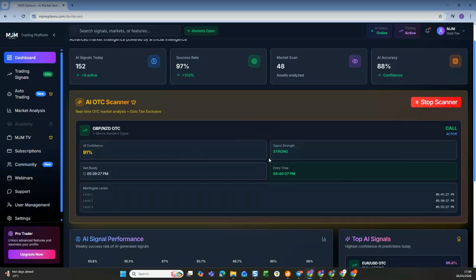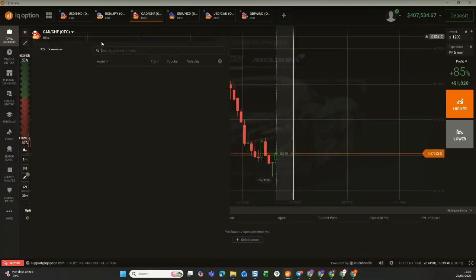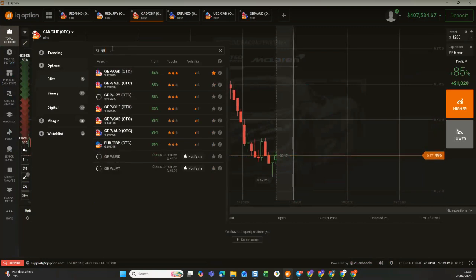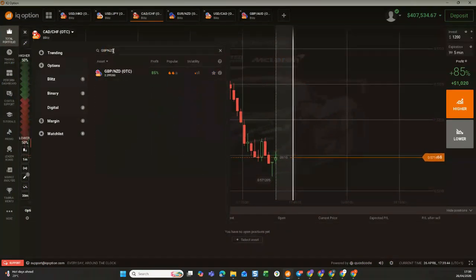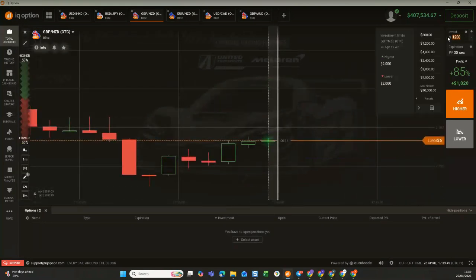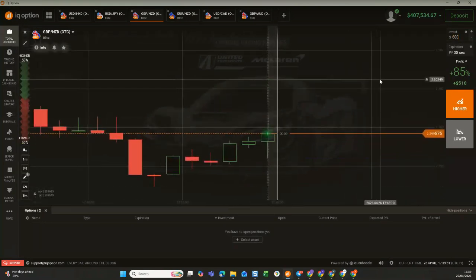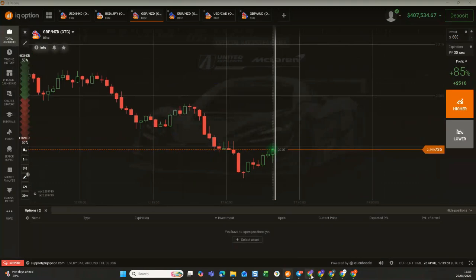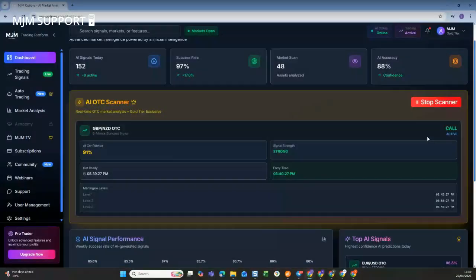We have what we're looking for now. What is the pair? The pair is GBP NZD. So we go here and search for GBP NZD. I'm going to start my risk with 600. The next thing I check is the direction. Call direction is a buy. That's what it means. I'm trading for 5 minutes, standard signal.